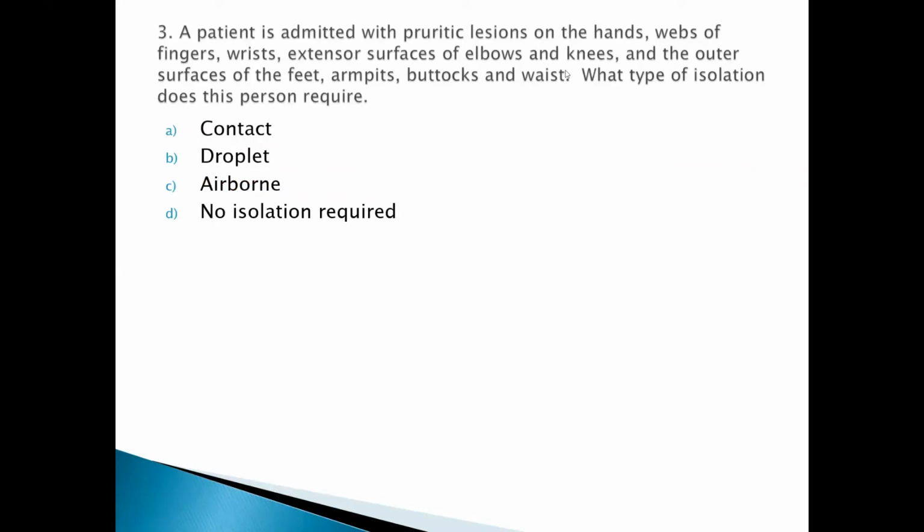Okay, number 3. A patient is admitted with pruritic lesions on the hands, webs of fingers, wrists, extensor surfaces of elbows and knees, and the outer surfaces of the feet, armpits, buttocks, and waist. What type of isolation does this person require? Contact, droplet, airborne, or no isolation is required?